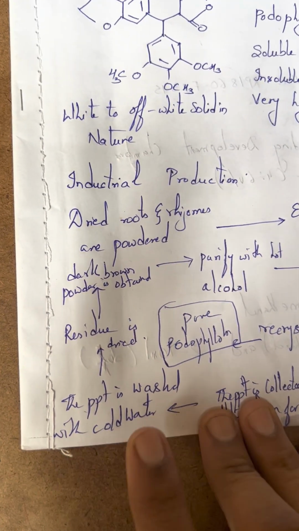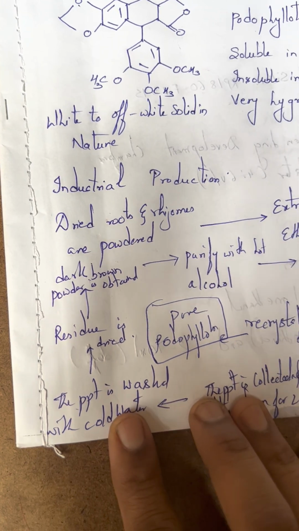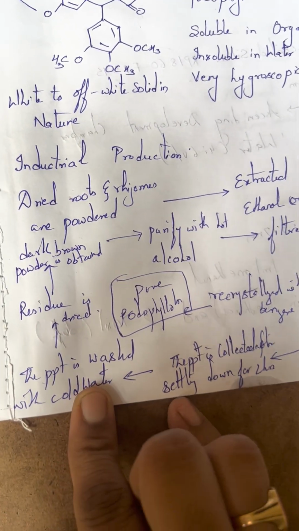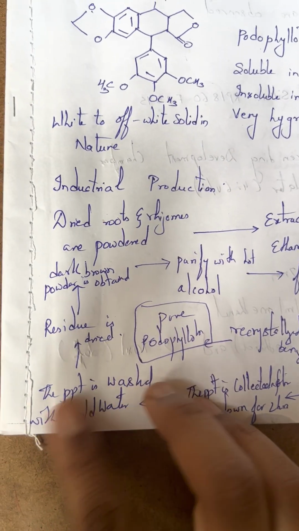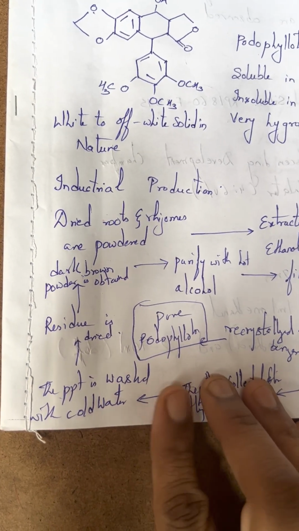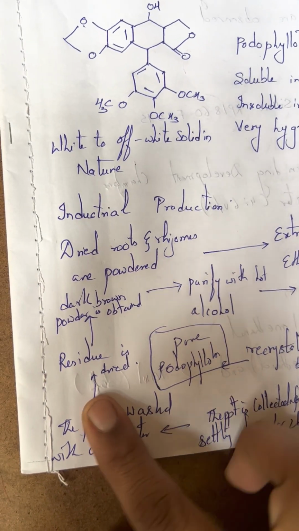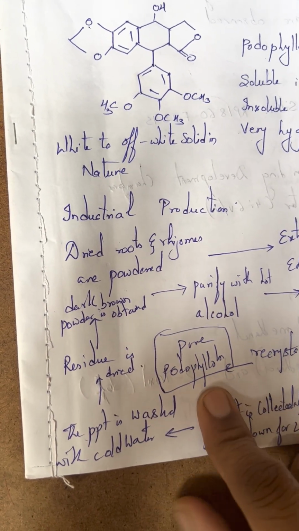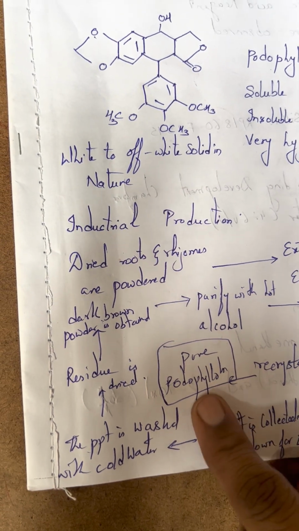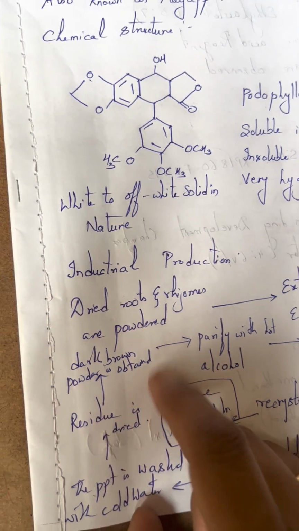That precipitate is washed with cold water. Initially it is washed with cold water, because we have added the acidified water, right? So that acidified water can be diluted. So we wash it with the cold water, and finally you will get a residue which has been dried, and the pure form of podophyllotoxin has been obtained. This residue is dark brown in color.